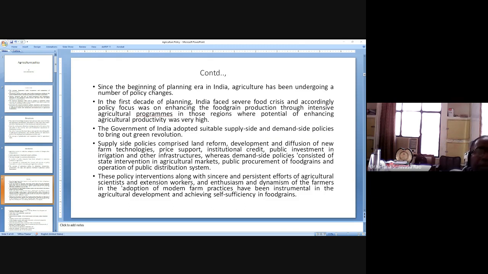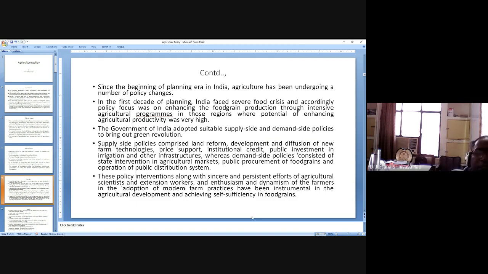Intensive agriculture programs were introduced in those regions where there was potential for enhancing agricultural productivity. How these things could be enhanced over a period of time was given much importance in the first decade of agriculture planning. The government of India adopted suitable supply side and demand side policies to bring about the green revolution by the 1960s. So we brought the green revolution.